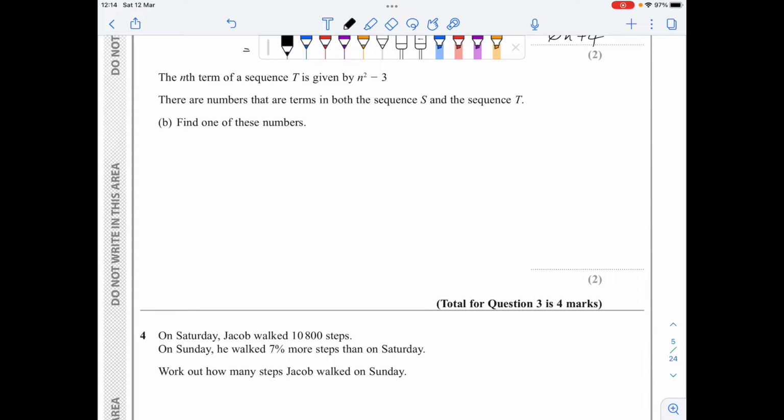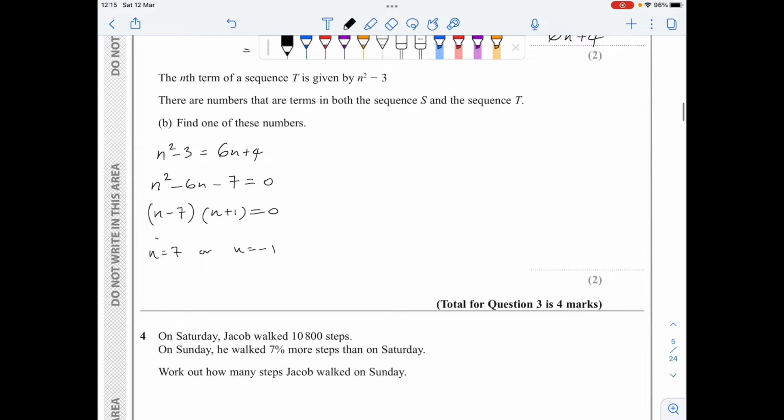Now, one approach is to equate the nth term for both sequences. So I'm gonna do n squared minus 3 equals 6n plus 4. This is quadratic. I'm gonna collect everything on one side. N squared minus 6n minus 3 minus 4, which gives me minus 7, equals 0. And then I'll factorize. N minus 7 is the first bracket. N plus 1 is the second one. So N is 7, or N is minus 1. But N, which is the position of each term, cannot be negative. So N is equal to 7, which implies that the seventh term of each sequence is 46. You can get that by substituting 7 into either the left or the right of this equation.